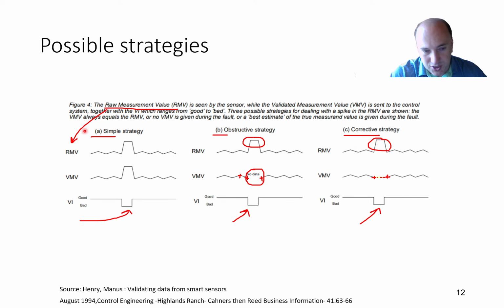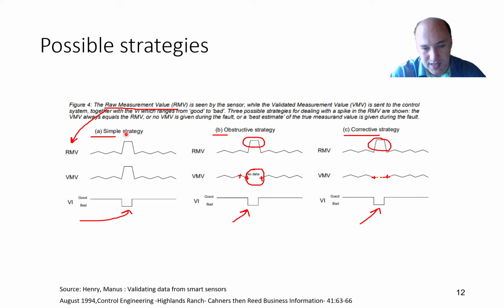So the simple strategy is that this is your raw data that's coming in. Then you see here, okay, I have some constant data, this is correct, and then suddenly I have some peak in the data like that, and this is certainly wrong. So what will I do about this peak? I need to process the data somehow, and I need to output what we will call a validated measurement signal, or VMV in short here. So this will be my validated signal.